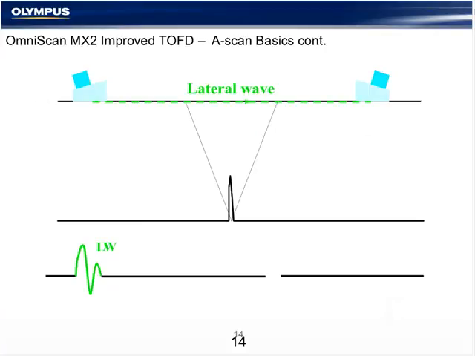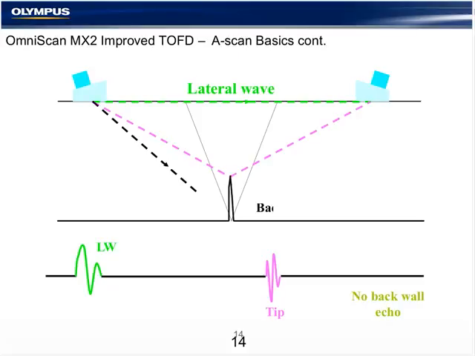It's exactly the opposite for a surface breaking flaw on the opposite side, or the ID. The lateral wave is present. The next signal we see in the data is the upper tip, and we will either see a distorted back wall or no back wall, depending on the severity of the flaw.